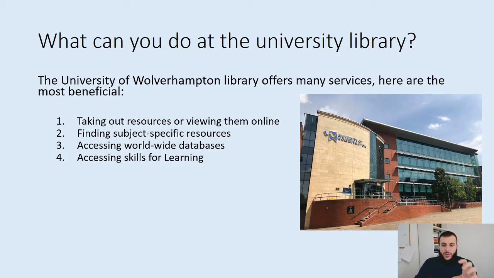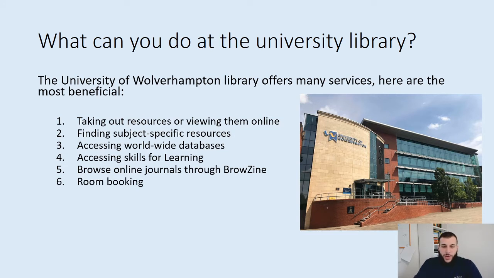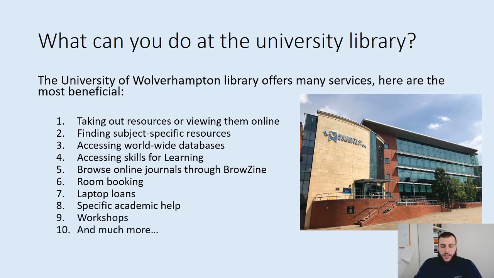You can access Skills for Learning, which we'll look at in a bit more detail later on. You've also got the Browsine. This is an online journal platform that has thousands and thousands, maybe even millions of journals on there. That's spread across all different kinds of topics. And then you have the ability to book rooms, you have the ability to loan laptops, and so much more. You also can get specific academic help from these librarians. You can attend workshops, and there's a lot more things that you can do at the university library.